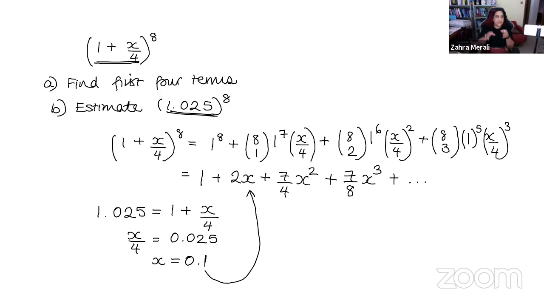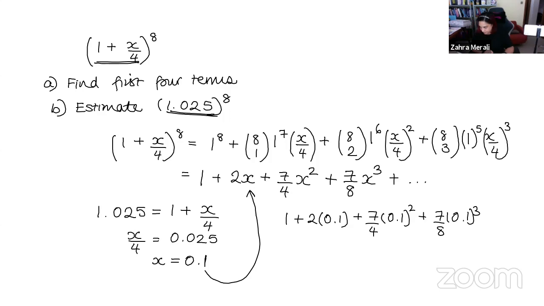The reason that we can use this as an estimate is that as you square a decimal, it gets smaller and smaller. So 0.1 cubed, 0.1 to the 4, is getting so small that we don't need to worry about it when we're expanding, because it gets increasingly smaller. So we'll have 1 plus 2, and you just stick that into your calculator, 7 over 4, 0.1 squared, 7 over 8, 0.1 cubed. And you get 1.2184 to 4 decimal places.